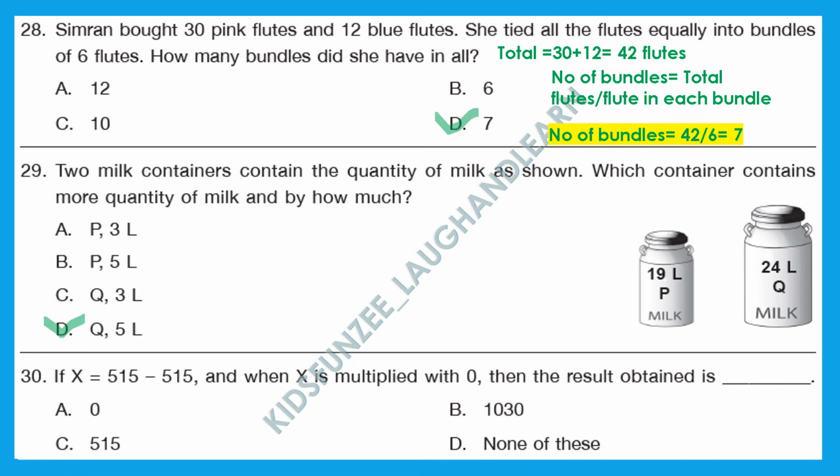Question 30. If X is equal to 515 minus 515 and when X is multiplied with 0, then the result obtained is something which you need to tell. So X is equal to 515 minus 515, that is 0, right? Because we are subtracting the number by itself. And if 0 is multiplied by 0, that means nothing is multiplied by nothing, which is equal to 0. The result will be 0. Option A is the correct answer.